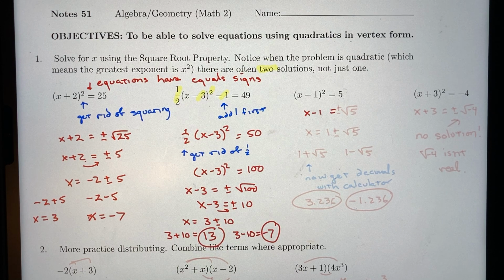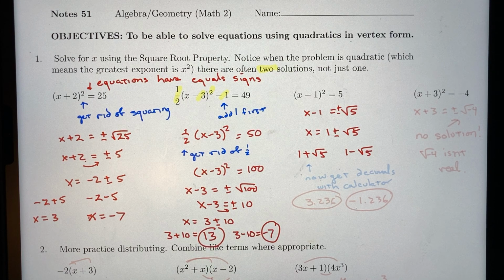You get rid of the square by square rooting. What is the square root of 5? Well, it's some stupid decimal number. We forgot something. What did we forget? Oh, plus or minus. 2 answers. So if it's not a perfect square, and it isn't always, we just have to use the square root sign. My 2 answers are 1 plus root 5 and 1 minus root 5.